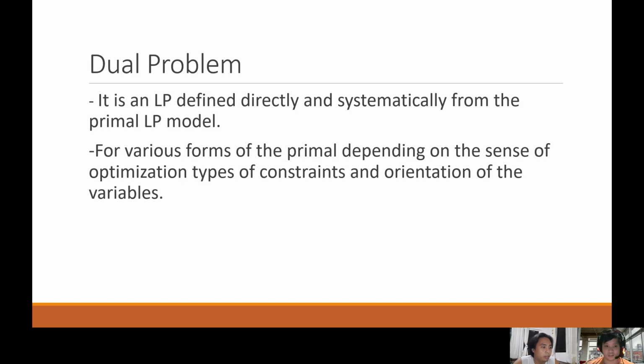Dual problem. It is an LP defined directly and systematically from the primal LP model, for various forms of primal depending on the sense of optimization, type of constraint, and the orientation of the variable. For this reason, we offer a single definition that automatically subsumes all forms of primal.